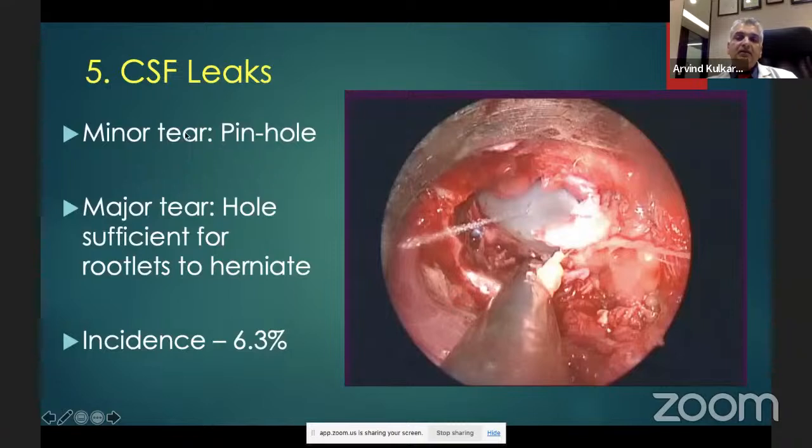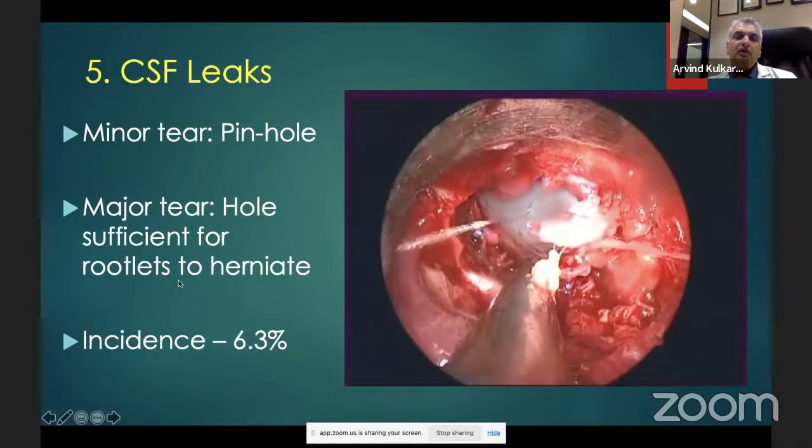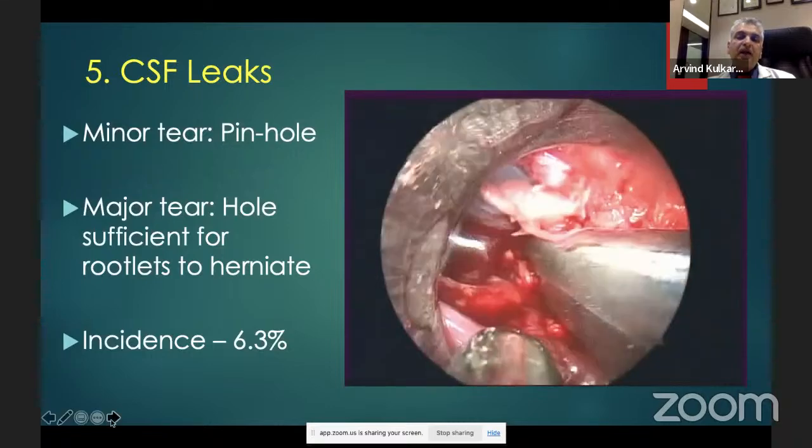Again, CSF leaks are part and parcel of a spine surgeon's journey. They could be minor, when there is a fountain like this, or you could have a situation where there is a big tear and the rootlets herniate. The incidence of this happening is about 6.3% on an average.